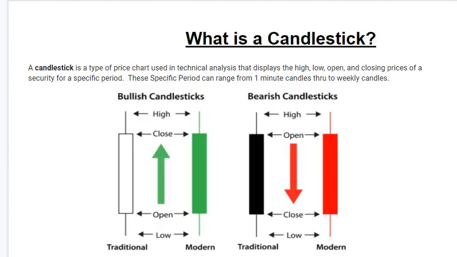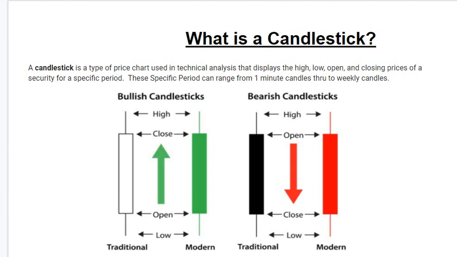All right, so what is a candlestick? A candlestick is a type of price chart used in technical analysis that displays the high, low, open, and closing prices of a security for a specific period. These specific periods can range from 1-minute candles all the way up through weekly candles. So to make that a little bit more simplified, if that didn't make sense, each one of these candles can represent a time, meaning 1 minute, 2 minute, 3 minute, 4, 5, 6, 10 minute, 15 minute, 30 minute, hour, daily chart, or a weekly chart. So that time frame is just represented within this.